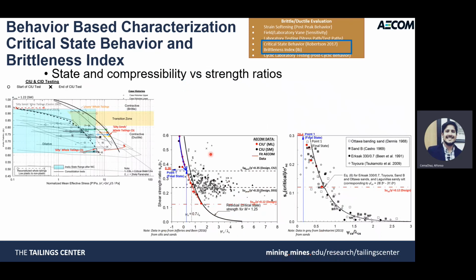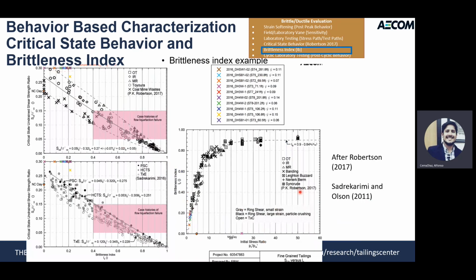This is an example of how we relate your state parameter and the compressibility of this critical state line with your shear strength, for the peak and the residual. That basically controls your residual, and the ratio between the peak and your residual controls what we call the brittle index. So as we increase our state parameter, or our initial stress ratio, which is also a distance from a given point in the stress void ratio space to the critical state, we increase our brittleness.